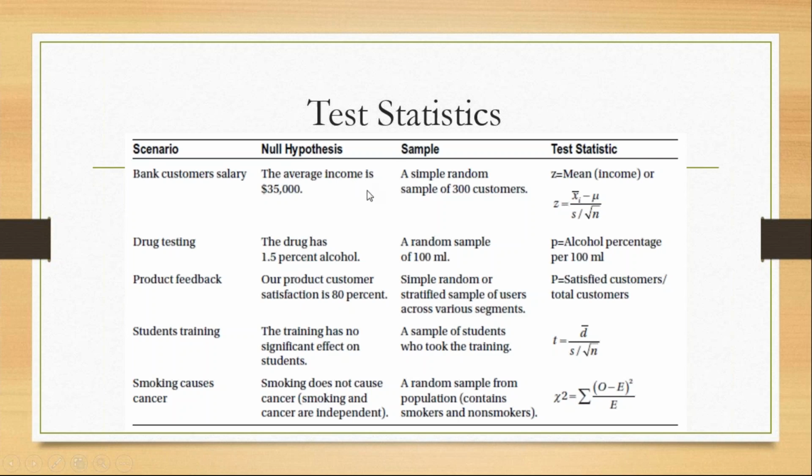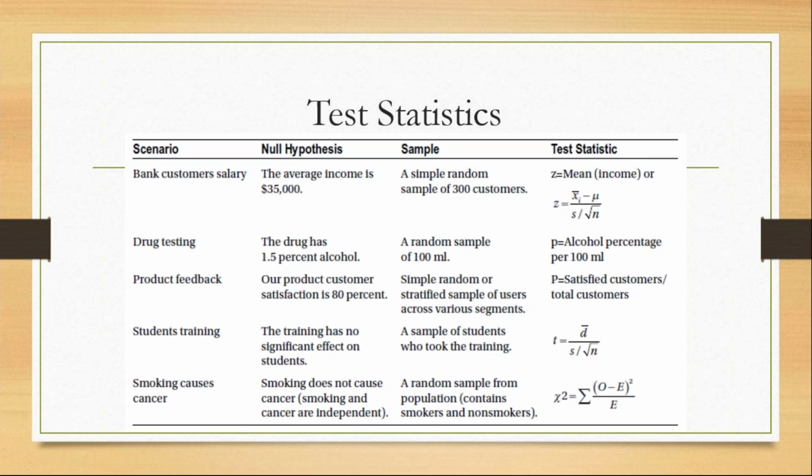Otherwise, when I have a large population and I know the standard deviation, my assumed value and my expected value, then z-test is done. And there we have a chi-square test for categorical to categorical variables.